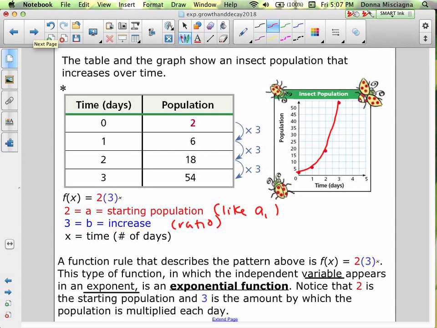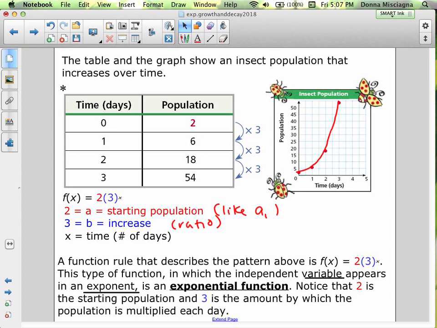So x here is time. X is almost always time in these problems, because we're looking at population growth or growth of something, maybe growth of money, something over time. So a function rule that describes the pattern above is f of x equals 2 times 3 to the x. This type of function in which the independent variable appears in an exponent is an exponential function. That's why it's called an exponential function, right? Because your variable is the exponent.